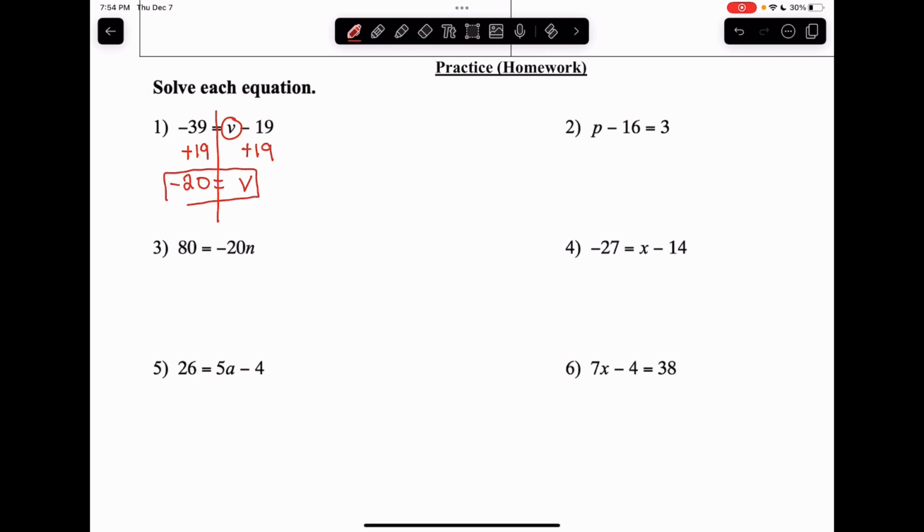And remember, you get to use a calculator on your final. So if you are able to know that you have to add 19, all you have to do is plug in negative 39 plus 19 into your calculator.